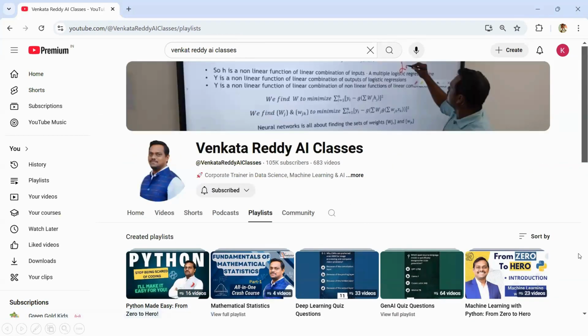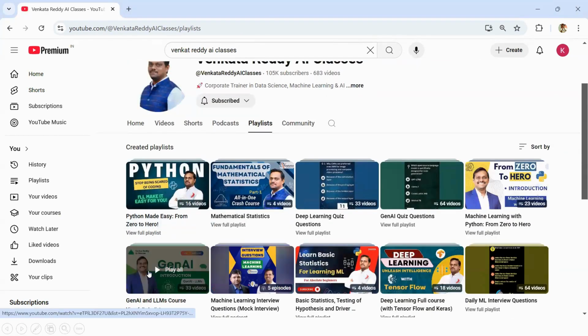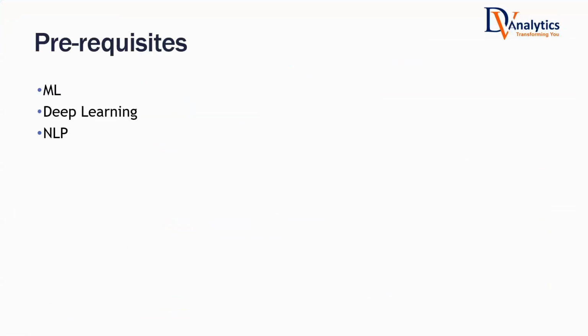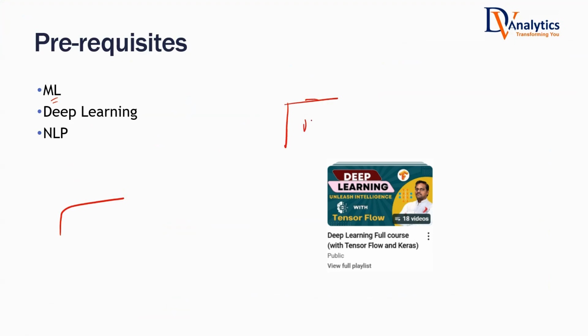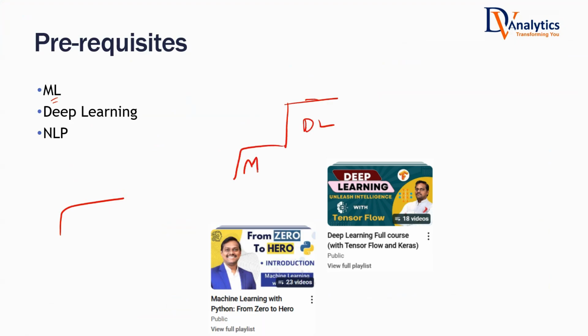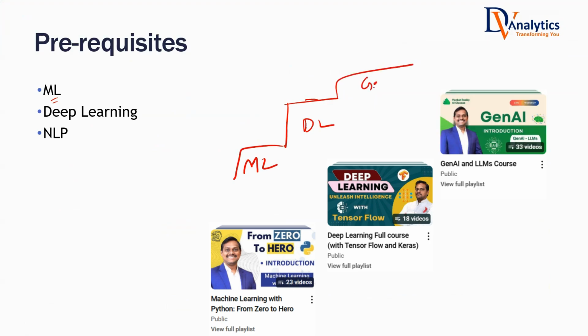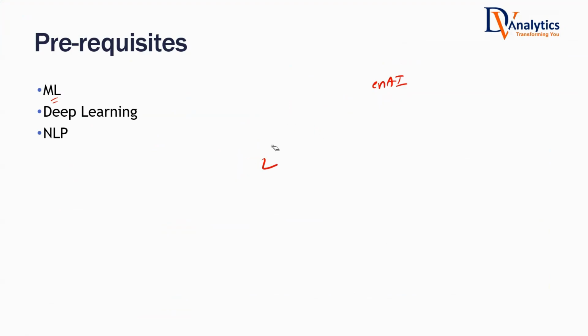But remember, without understanding those three topics, there is no point in discussing transformers, because transformers is not a parallel or independent topic. For you to understand transformers, you have to understand deep learning. For you to understand deep learning, you have to understand machine learning. So machine learning followed by deep learning, followed by generative AI is what you have to follow. This is the whole path if you want to really understand transformers.